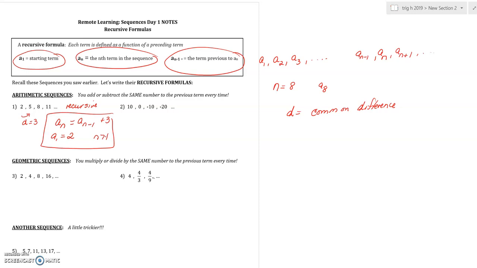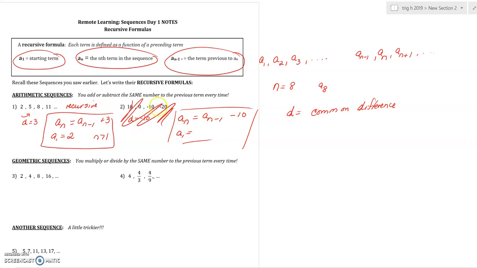Okay, let's do another one. If I have 10, then 0, then -10, notice that we have a common difference of -10. You are subtracting 10, and that generates the sequence. You just keep subtracting 10. So any term is the term before it minus 10. Again, if I just gave that to you, you wouldn't know where to start, so I would have to say the first term is 10. And again, n has to be greater than 1. You could also have said n is greater than or equal to 2. That also works, and again, we're assuming integers.